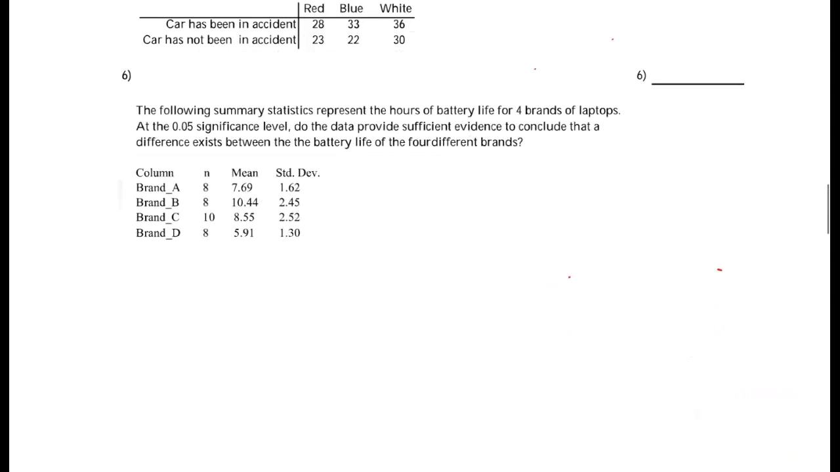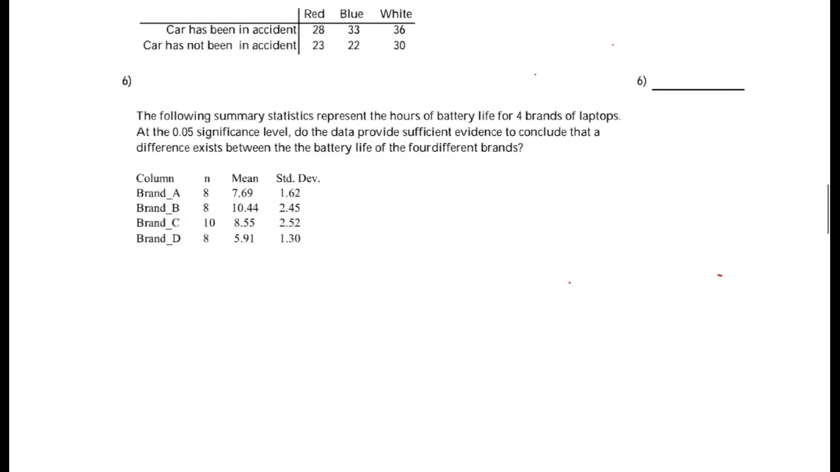All right, so the question becomes, how do I know what type of problem this one is? What's going on? We're comparing a whole bunch of things. We're comparing 4 different brands of batteries. Data provides it to conclude a difference exists between them. And we're given all their means. Whenever you are comparing multiple means, more than 2, you are doing an ANOVA. Okay? Is there a difference between these 4 batteries?